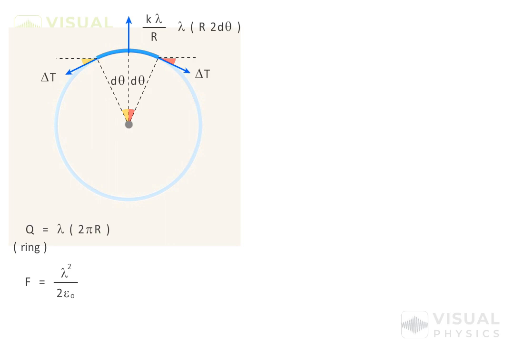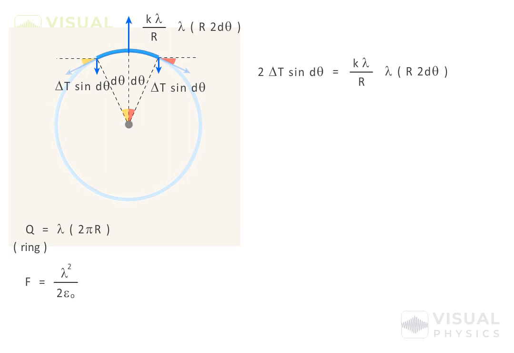To balance this component of force, resolving tension into components and considering forces along this direction, we have this equation. Solving this equation, we get the increase in tension.